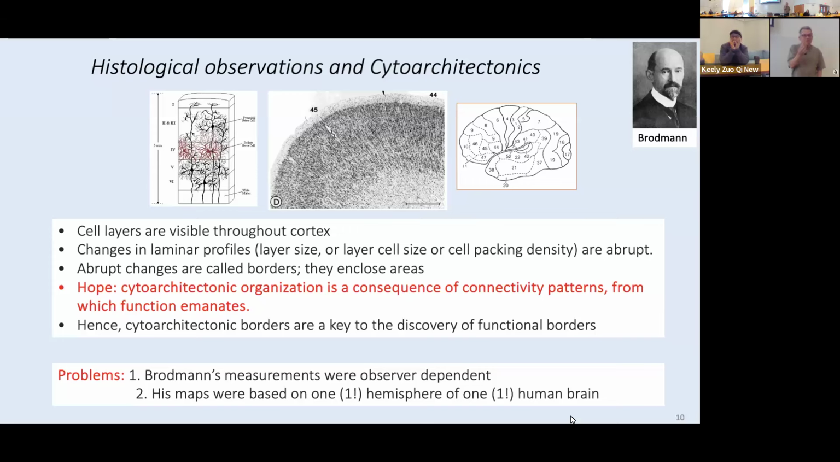Let me tell you how these borders are discovered to begin with, and then we can discuss it. I mean, life is not so great, but let's see, okay?